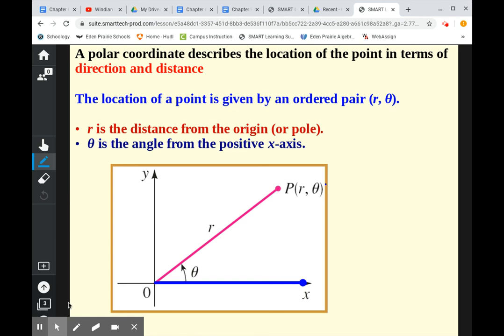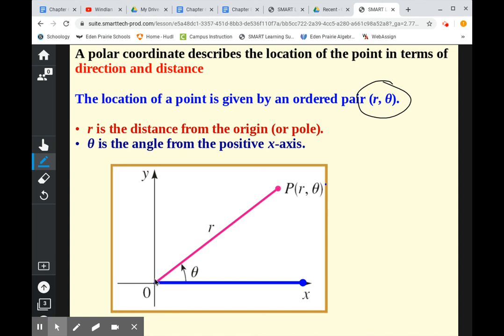Okay, so a polar coordinate describes the location of a point in terms of direction and distance. The location of a point is given by an ordered pair, r comma theta. We already said that r comma theta is a polar coordinate, where r is the distance from the origin, or the pole.